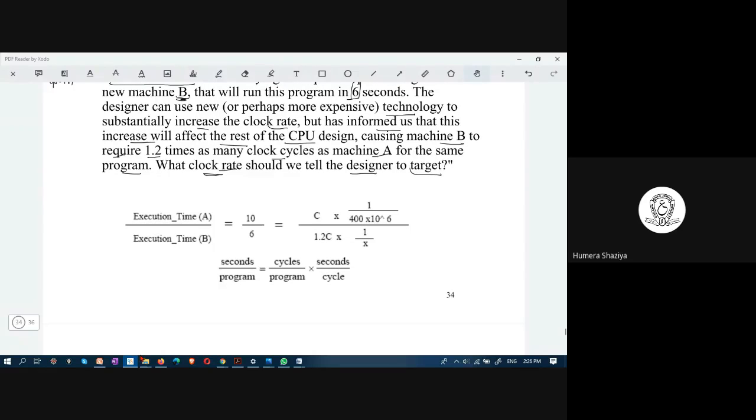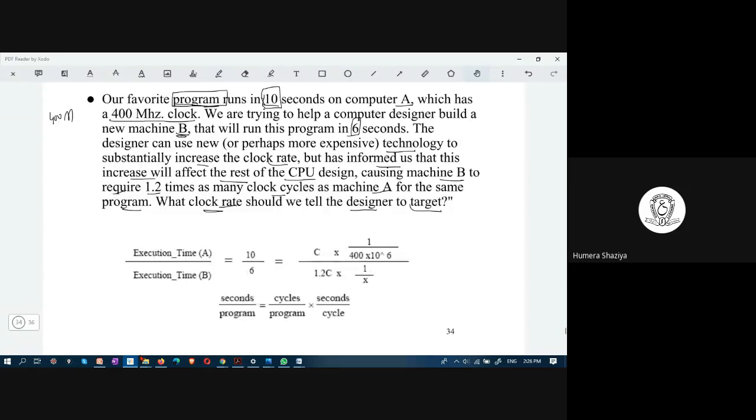So execution time A is 10, execution time B is 6. We want 6, which equals clock cycles over clock rate. Here B requires 1.2 times as many clock cycles. So clock cycles for B, if A is 1, means B requires 1.2 times 1, over 400 times 10 to the power of 6. Why 10 to the power of 6? Because it is megahertz. Mega means 6, kilo means 3, giga means 9. 10 to the power of 9 is gigahertz; this is megahertz, 10 to the power 6, divided by x. This x we have to find.